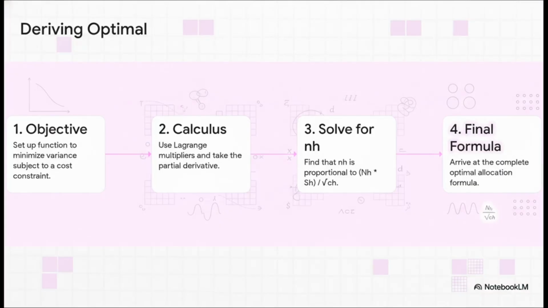Okay, now don't worry, we are not going to get lost in the weeds of the calculus here, but the logic behind it is what's important. We're basically telling the math to find the perfect sample size for each group that gives us the lowest possible variance without going over budget. And the solution it spits out is actually really intuitive. It tells us we should take a bigger sample from groups that are larger, more variable, or cheaper to sample. I mean, that just makes sense, right?